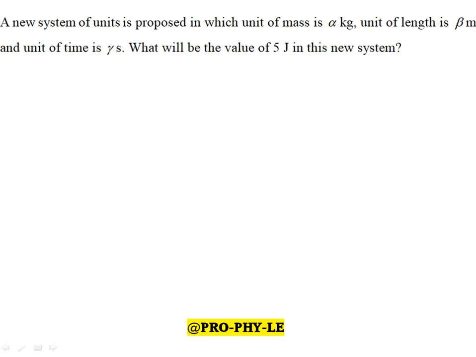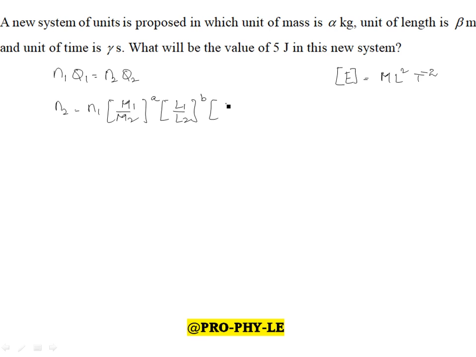What will be the value of 5 joules in that new system? For this, joules is the unit of energy. For that, the dimensional formula will be M L square T power of minus 2. Now you all know this, I can convert one system of units to another system of units, so that n2 will be equal to n1 into (m1 by m2) whole power of a into (L1 by L2) whole power of b into (T1 by T2) whole power of c. n1 is given as 5 joules.